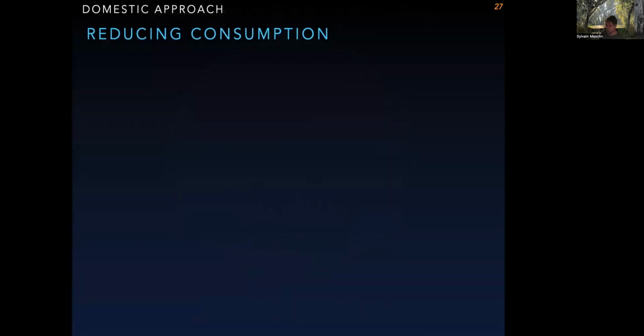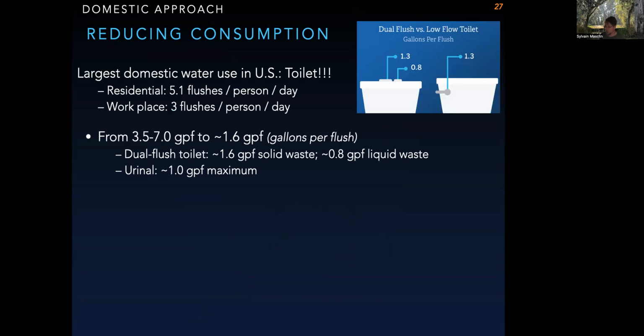We can work first on the main consumer of water at home, which we've seen was in fact the toilet. 25% of the water that we use at home is spent in the toilet. It's estimated that we do at least 5 flushes per person per day at home, and 3 flushes per person per day at the workplace. So in those places where we do have to use a restroom, it would be good to use less water every time we flush.